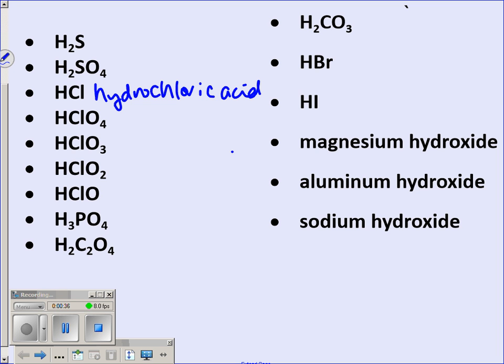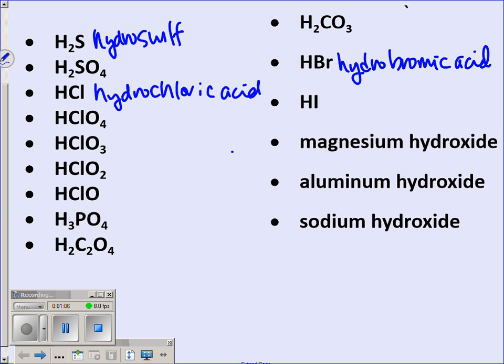Give me another binary acid, Praneeth, another one that would be very similar in how we named this one. HBr. Okay, HBr. Name it. Hydrobromic acid. Using this table up here, give me another one with a similar template because it's a binary acid. Hydrosulfuric acid. One more.